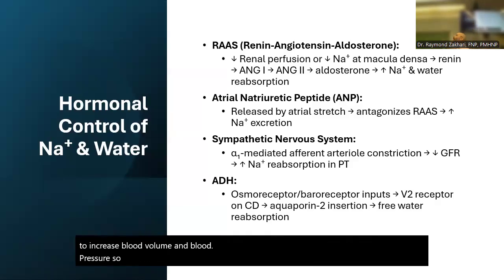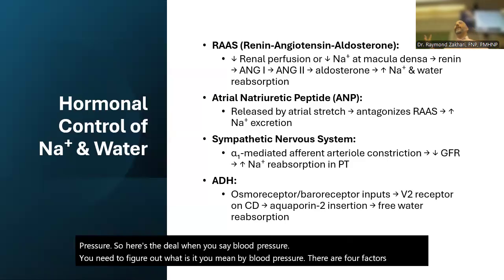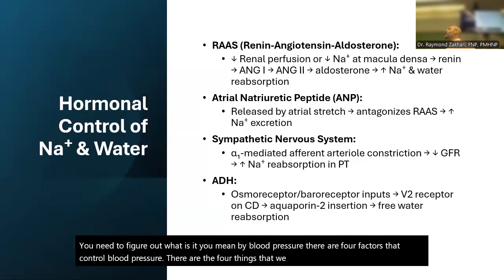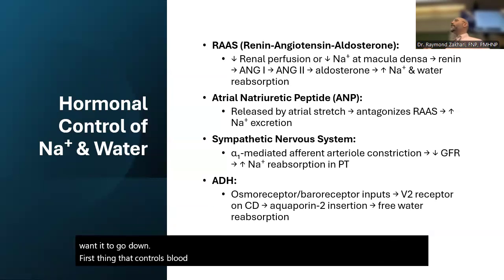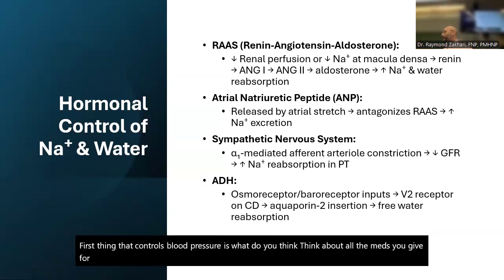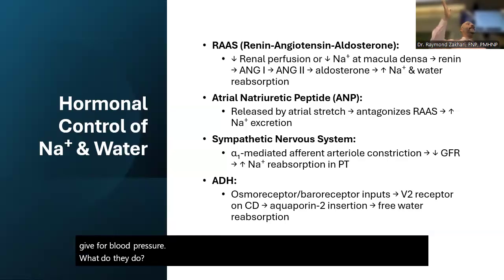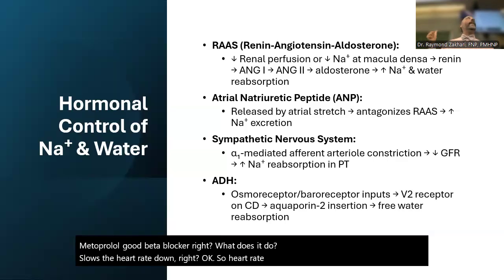So here's the deal. When you say blood pressure, you need to figure out what it is you mean by blood pressure. There are 4 factors that control blood pressure. They're the 4 things that we manipulate if I want it to go up or if I want it to go down. First thing that controls blood pressure is what? What do you think? Think about all the meds you give for blood pressure. What do they do? Name a blood pressure medicine. Metoprolol, good, beta blocker, right? What does it do? Slows the heart rate down, right? Okay, so heart rate, number 1, heart rate affects blood pressure.